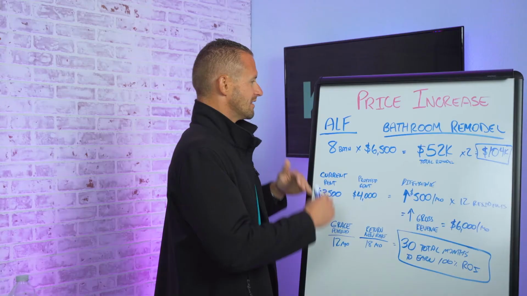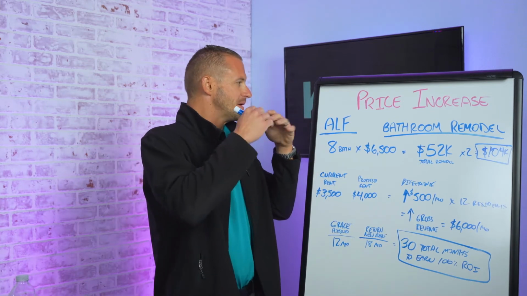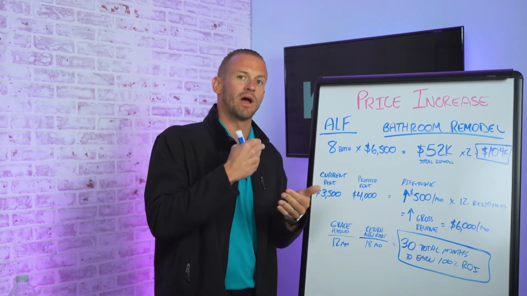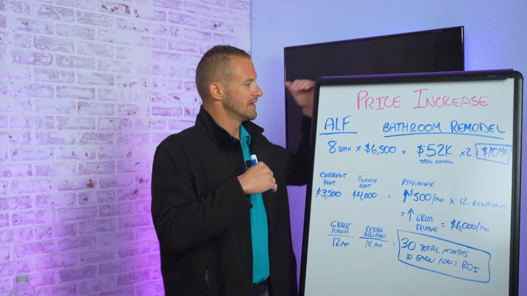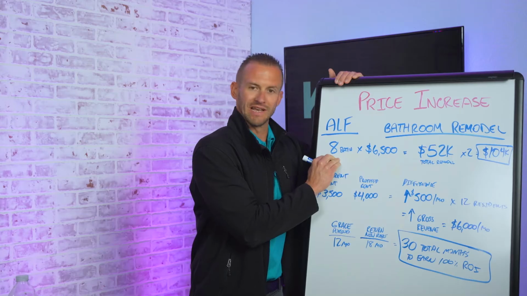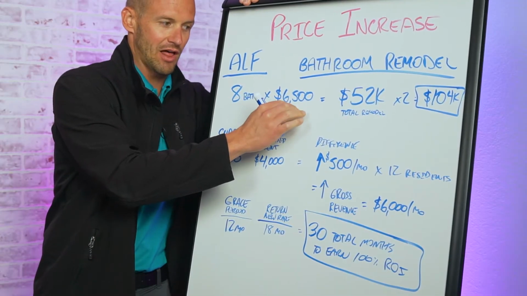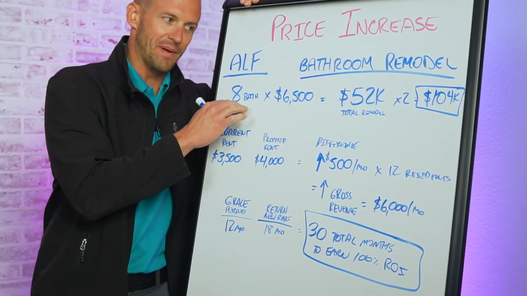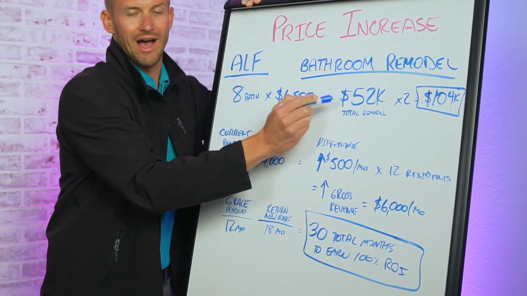So that being said, let's take a smaller residential assisted living facility. I'm speaking from personal past experience, so it might be relatable to an assisted living facility that's maybe under 30 beds. Say I have a facility that has 8 bathrooms and the cost to remodel each of those bathrooms is $6,500. So to remodel all 8 bathrooms, it's going to cost me a total of $52,000.